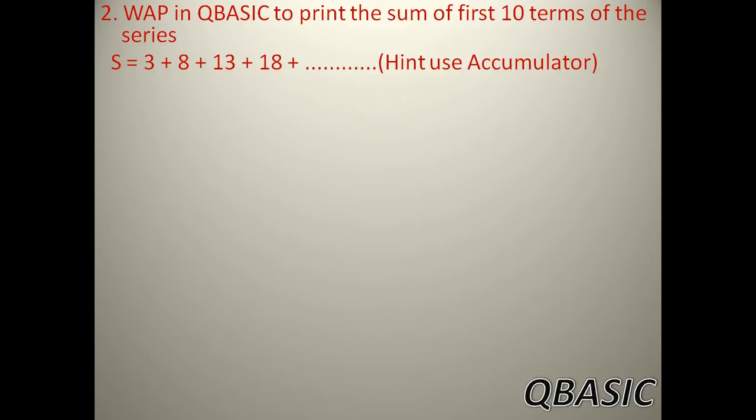What is the first value in this series? The first value is 3. Next, you need to check the difference between the first and second value, second and third value, third and fourth. Here the difference between these values is 5. So 3 + 5 will be 8, 8 + 5 will be 13. Start to write the program.